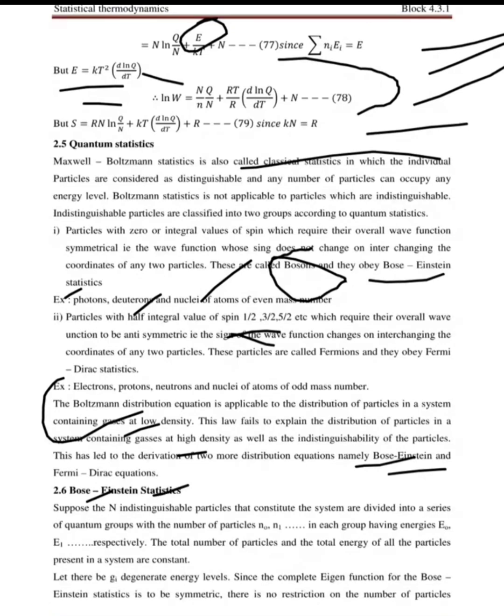Here N is the indistinguishable particles in the system, divided into a series of quantum groups. N is nothing but the particles or molecules, and each group has energy E0, E1 respectively, with molecules N0, N1, N2 in the different energy levels. So the total number of particles and the total energy of all particles present in the system are constant.